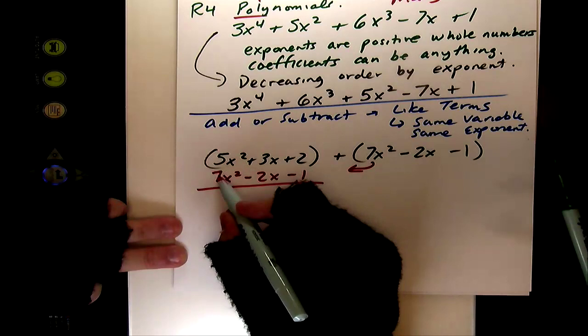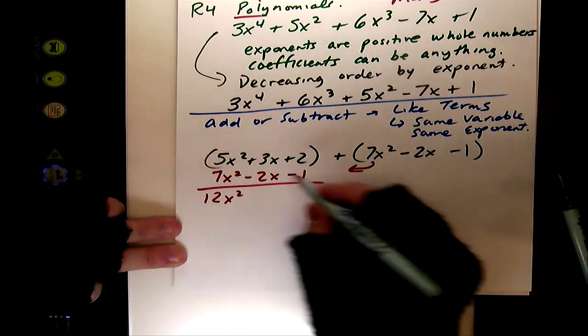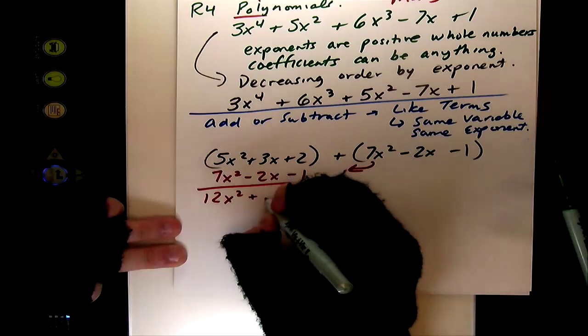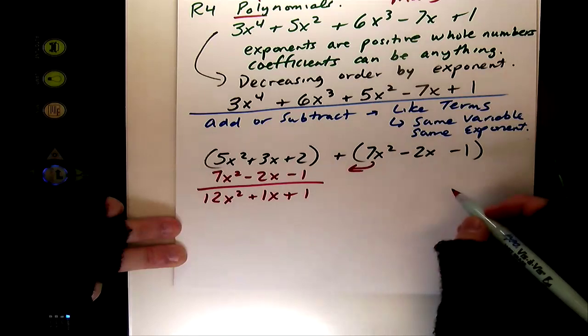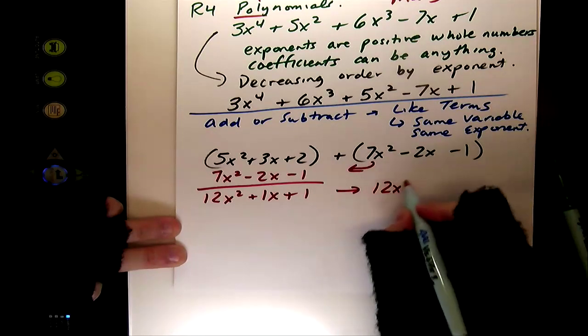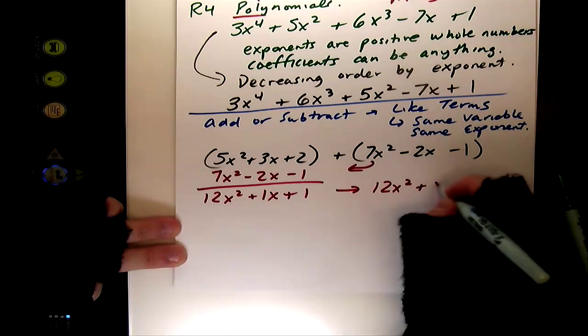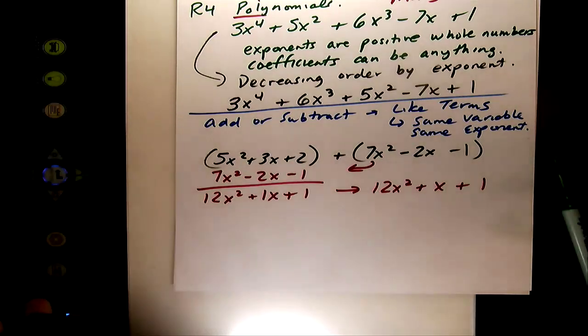5 plus 7 is 12. 12x squared. 3x minus 2x is 1x. And 2 minus 1 is 1. If we have a variable and there's a coefficient of 1, we generally don't write it. But if there's no variable, you have to put the 1, because there's nothing else there.